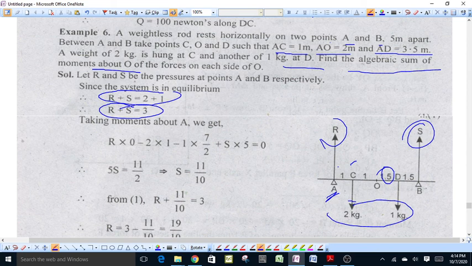moment of R about A will be equal to 0 because line of action of force R passes through the point A. Therefore, this is R into 0, and that of force 2 kg about point A, this moment will be of clockwise sense. This force will try to rotate the body in clockwise sense. Therefore, moment of force 2 kg about A will be taken as negative, because clockwise sense is taken as negative and anti-clockwise taken as positive.